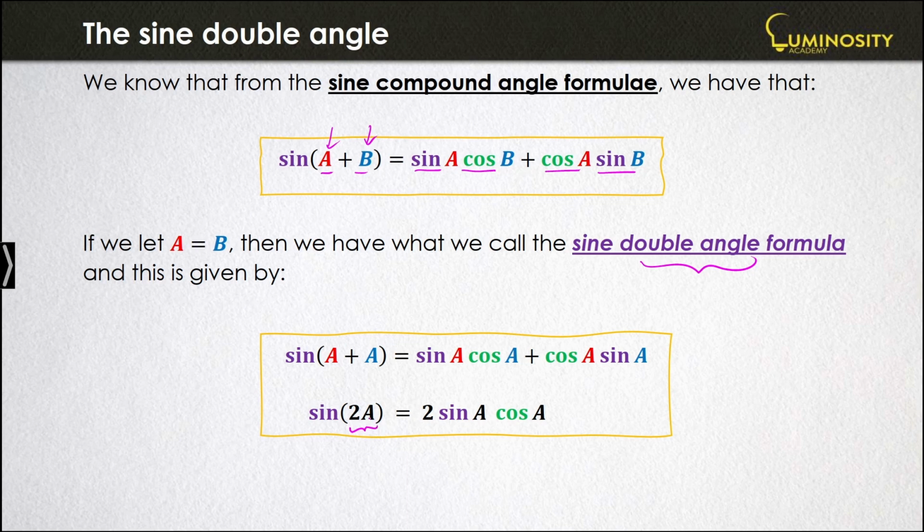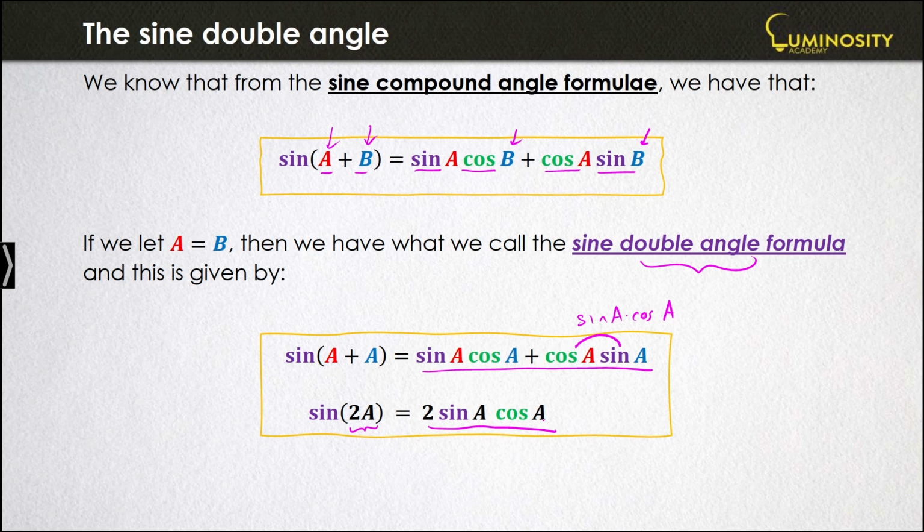But now if we replace wherever there's a b with an a, we get this formula here. Sine a cos a plus cos a sine a. But that is exactly the same term, right? Because multiplication is commutative, I can rewrite cos a sine a as sine a cos a. Same thing. So I have two amounts of them. So I have 2 sine a cos a. So this is the sine double angle formula.